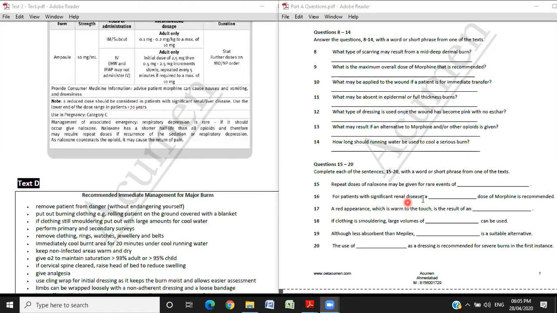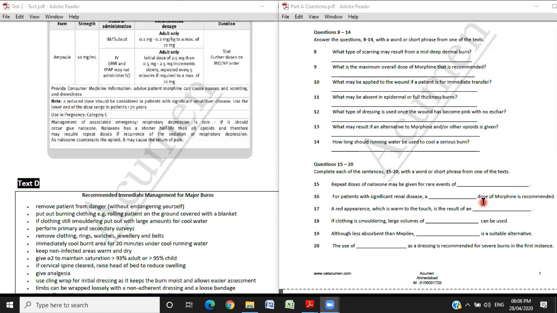Then the patient with a significant renal disease, a blank dose of. So here you can see that a reduced dose should be considered in patients with renal and liver disease. If you write lower end of dose, it is wrong because that is for patients above 70 years. You just need to write reduced, because dose of is already given. So if you write a reduced dose, that is also wrong. You should not repeat something which is already there.